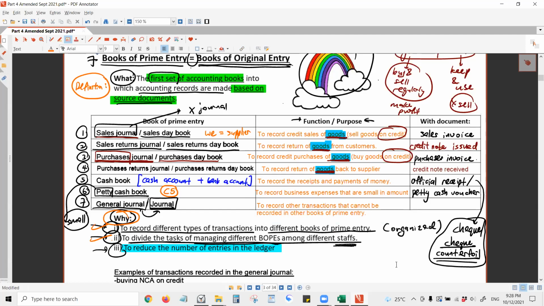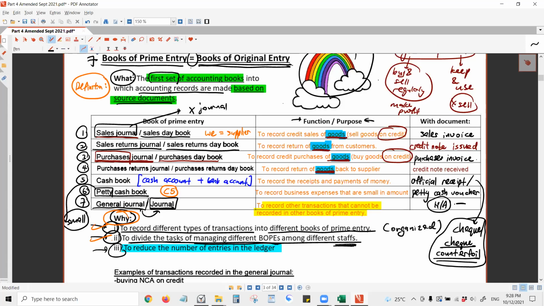So you see what I have written here? To record transactions that cannot be recorded in other books of prime entry. Okay, so for the documents, it can be any documents. Therefore, you can write not applicable here. It can be any document, depending on what transaction is given in the exam. So don't worry, they will not ask you what document is used to record into general journal. So you write N/A, not applicable, or you put a dash here also fine.